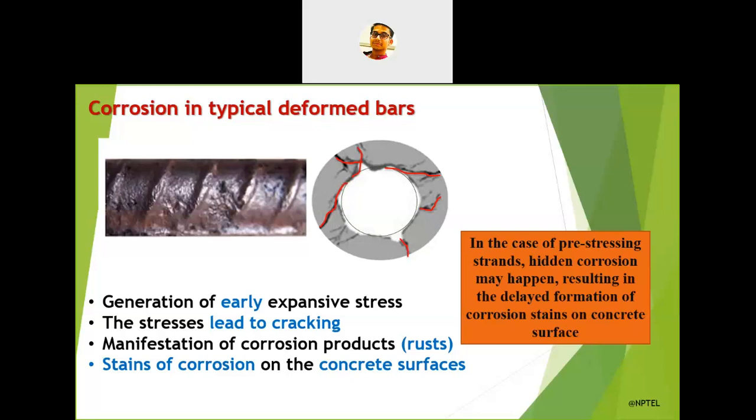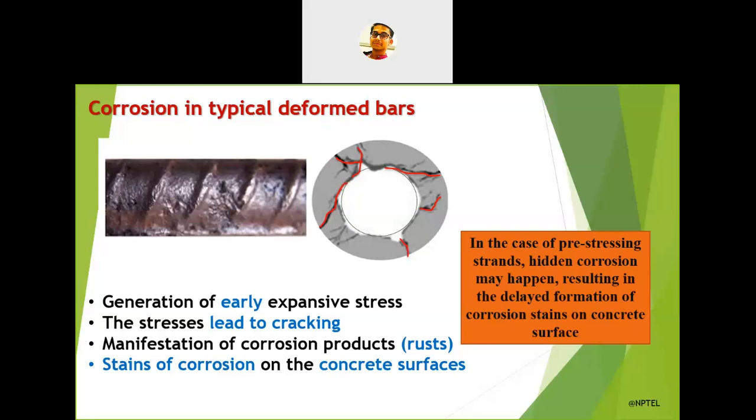So first the corrosion products will accumulate in those spaces in between the strands. After that, they will come out on the outer surface and exert pressure. But in the case of deformed bars, there is no hidden place for the accumulation of the rust products or the corrosion products.